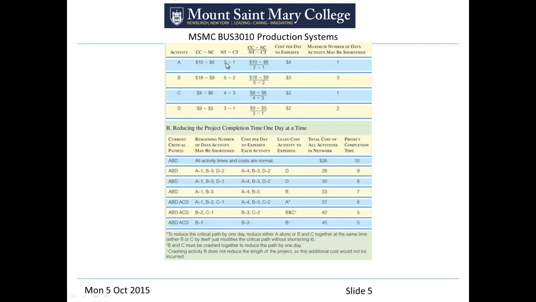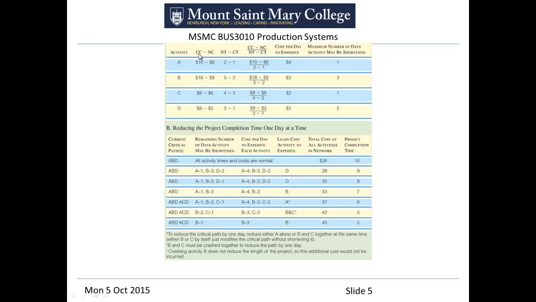And the period that applies is your normal time minus the crash time. So you subtract the normal time of 2, you subtract the 1, and the difference is 1 day. So to speed up 1 day, it costs us $4.